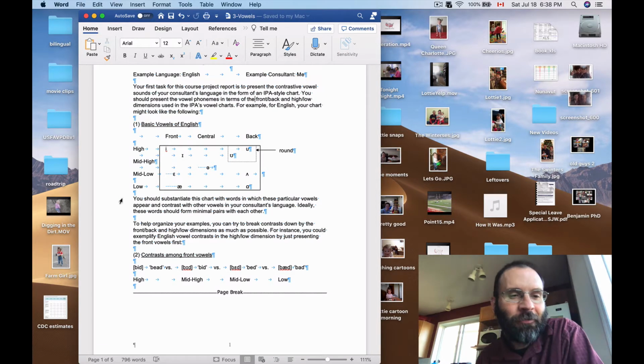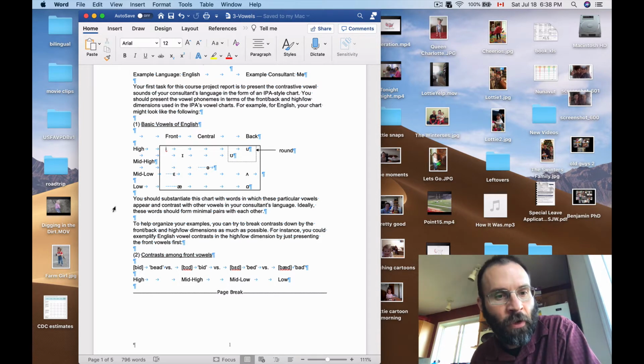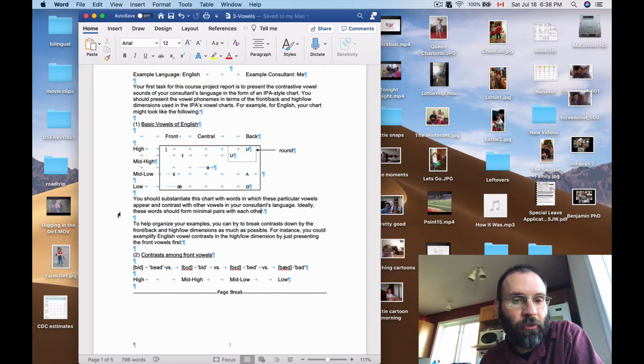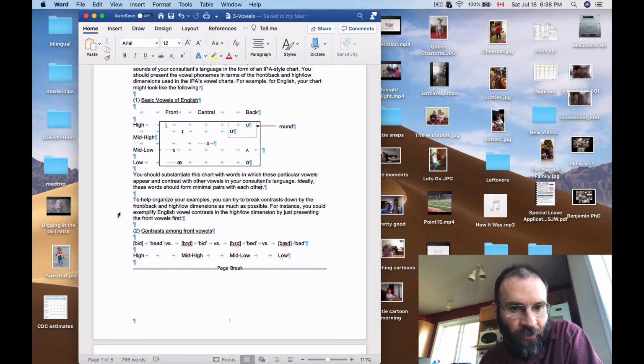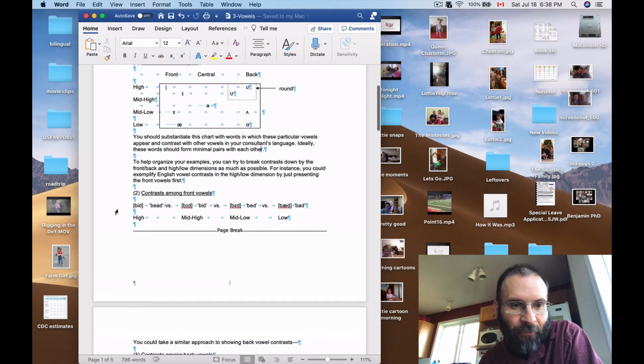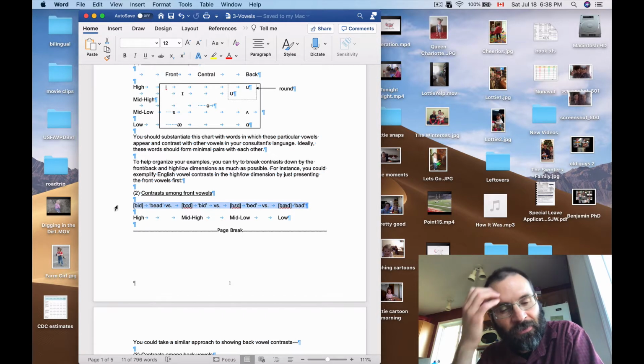For what you need to know for this project is that you should substantiate this chart with words in which these particular vowels appear and contrast with other vowels in your consultant's language. So ideally, these words should form minimal pairs with each other. So I've got some examples of minimal pairs here, actually minimal sets, like bead versus bid versus bed versus bad, so on and so forth, as English examples.